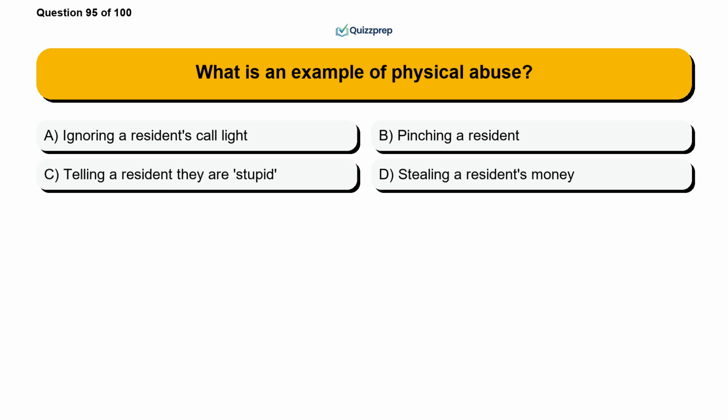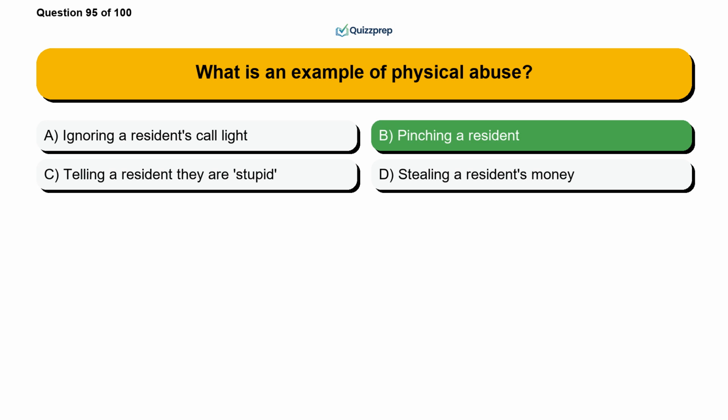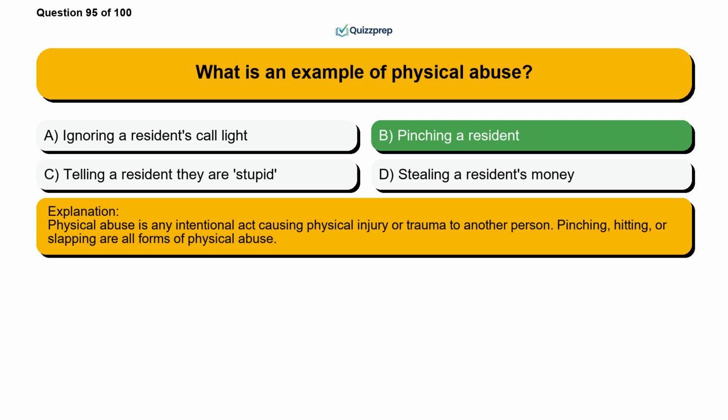Question 95. What is an example of physical abuse? Option A, ignoring a resident's call light. Option B, pinching a resident. Option C, telling a resident they are stupid. Option D, stealing a resident's money. The correct answer is option B, pinching a resident. Physical abuse is any intentional act causing physical injury or trauma to another person. Pinching, hitting, or slapping are all forms of physical abuse.